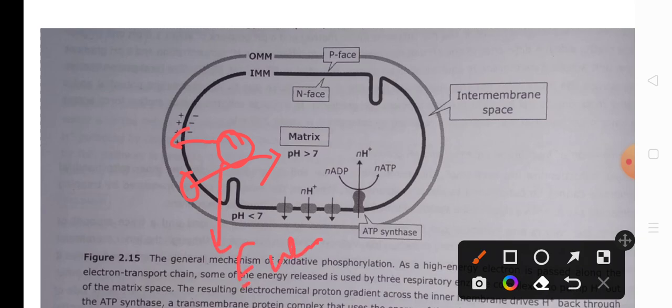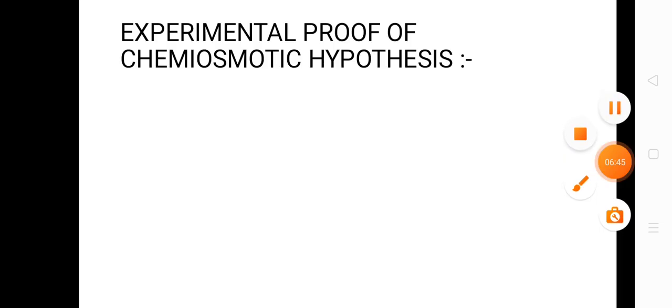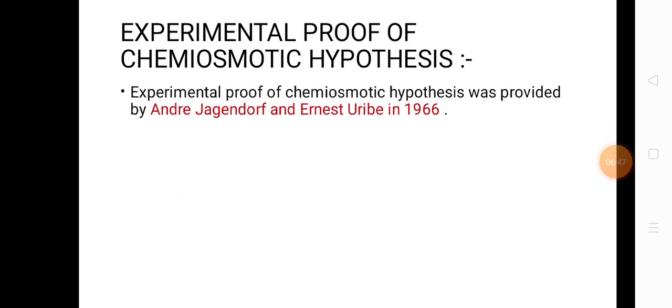And that energy will be used up by ATP synthase for the synthesis of ATP. So that is the idea of our chemiosmotic theory proposed by Peter Mitchell in the year 1961. Now the question is, is there any experimental procedure or any experiment available to prove this theory? Obviously. So let's see the experiment done by scientists Andre Jagendorf and Ernest Uribe in the year 1966.